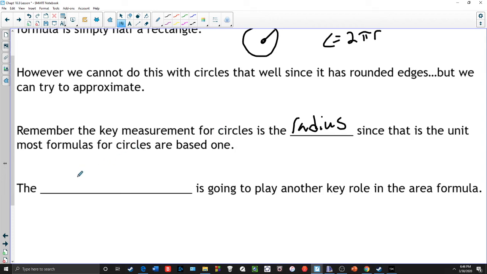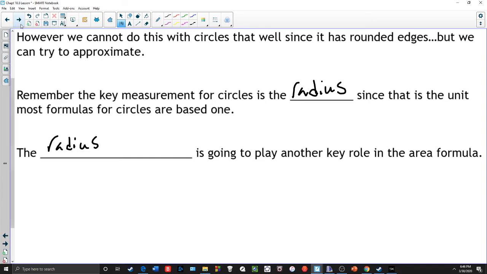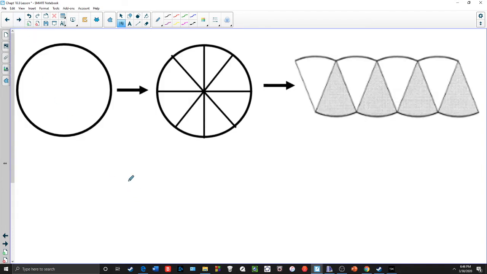So because of this, the radius is going to play another key role in the area formula. So again, it's all about this radius. So let's again picture out how this comes into play. And I kind of diagrammed it out here, but just to walk you through what's happening here. So we take a circle and we say, okay, can't solve for a circle.